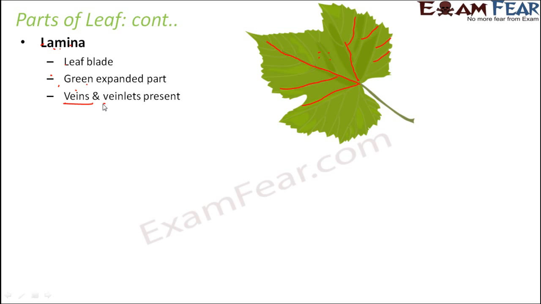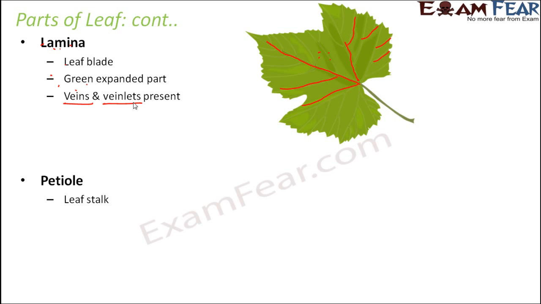Right? So veins and veinlets are also present on the lamina. Now we will see what these veins and veinlets do. Basically, veins or veinlets are tube-like structures. Like when we talk about the human body, we talk about arteries and veins, right? They are tube-like structures which help in circulation of blood throughout the body. Similarly, a similar type of function is performed by these tube-like structures called veins and veinlets on the leaf blade. So they are present on the lamina.